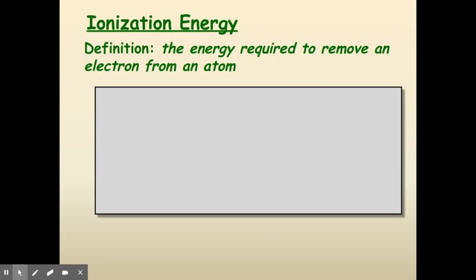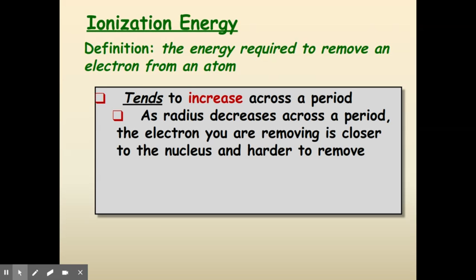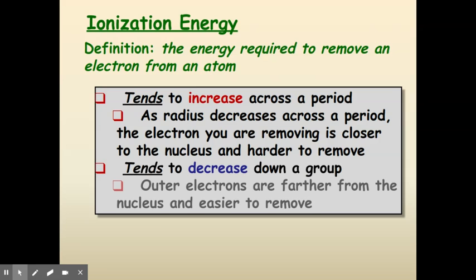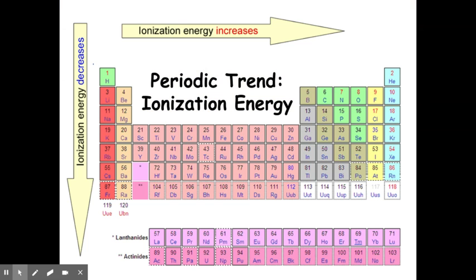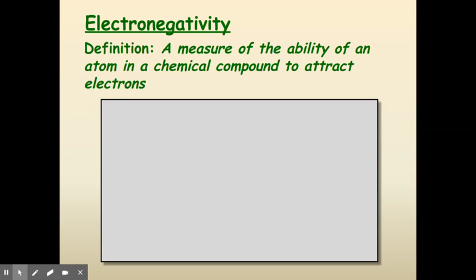Ionization energy, this is the energy required to remove an electron from an atom, tends to increase as you go across. So as things are getting smaller, they're harder to remove. Opposite of radius, right? So it decreases as you go down. As they get bigger and bigger, they're shielded, they're easier to remove. So ionization energy increases as you go to the right, decreases as you go down.